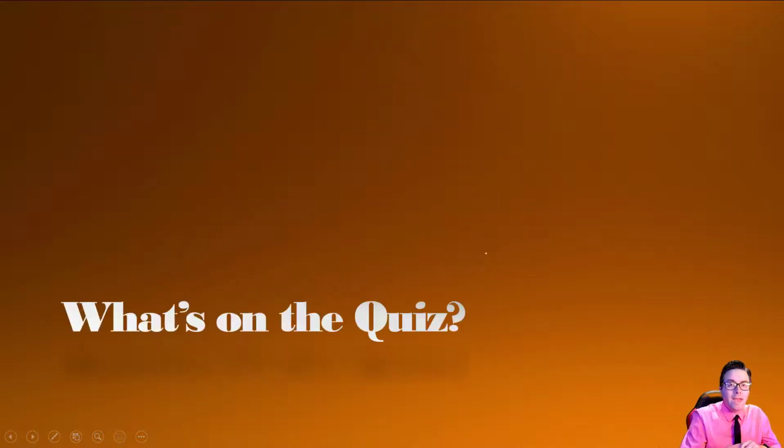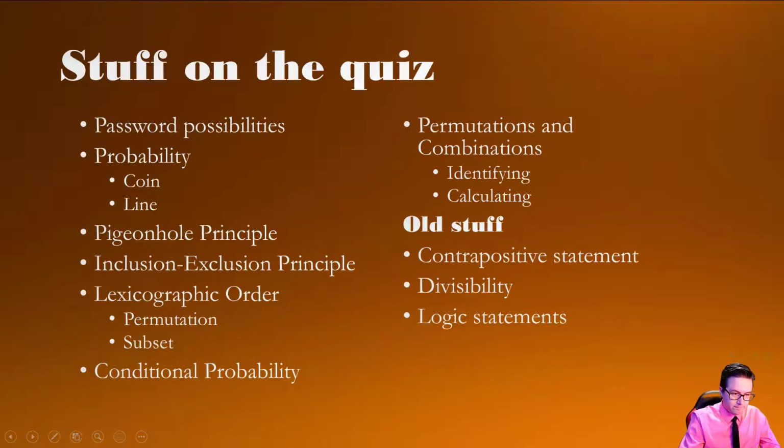Now we're going to talk about what's on the quiz. All right, so a couple of things. There's password possibilities, probability of flipping a coin so many times, probability of people ending up in a line, pigeonhole principle, make sure you know that well, inclusion-exclusion principle, that's good, lexicographic order, know how to find the next permutation or the next subset, conditional probability, we just covered that. It's going to be a little different than what we covered in the book, so make sure you have your notes.